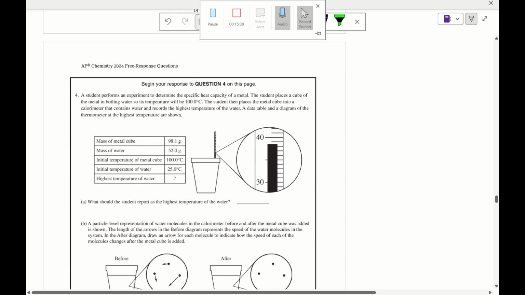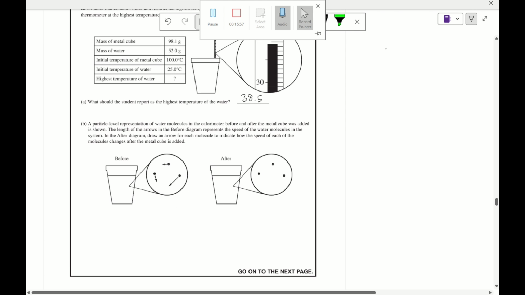Then this one's asking what is the highest temperature of the water recorded. So this would be about 38.5, and you would record to the decimal value after what the visual recordings or the lines are on the graph. And this one's saying how does the speed of each of the molecules change after the metal cube is added. We know the metal cube has heat to it, so the speed will just be longer.